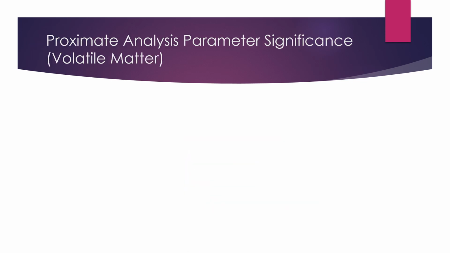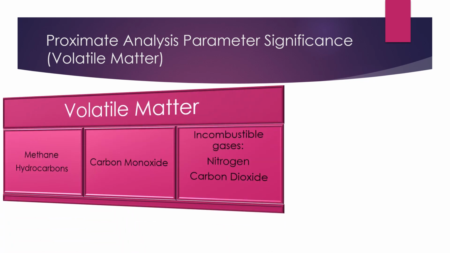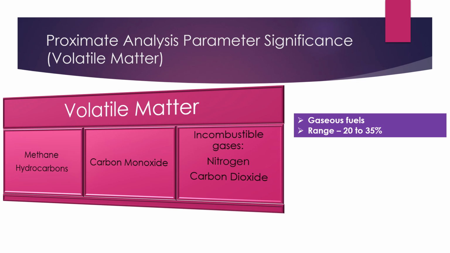Now coming to analysis of volatile matter. Volatile matter constitutes methane, hydrocarbons, carbon monoxide, etc. It also consists of incombustible gases like nitrogen, carbon dioxide, etc. So in general, volatile matter is an indication of the gaseous fuels present in coal. The range of volatile matter in coal varies from 20 to 35%.